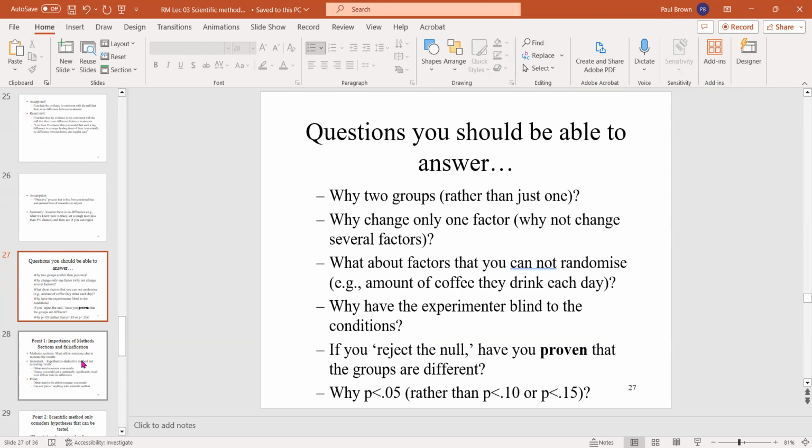If you reject a null, have you proven that the groups are different? Yes, you've proven it. No, you haven't proven it. You have given evidence to consider that says it's very unlikely the groups are the same, but you haven't proven it. And why p less than 0.05, less than p less than 0.10, and less than p 1.5?